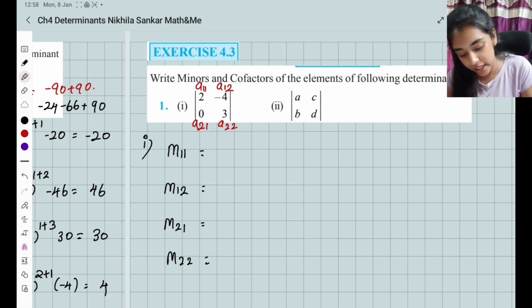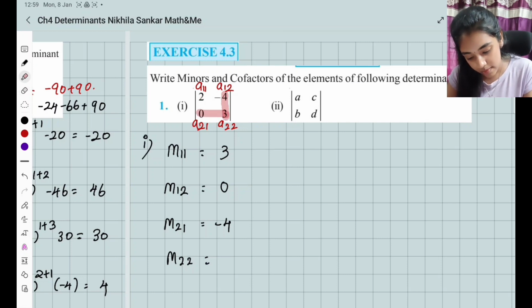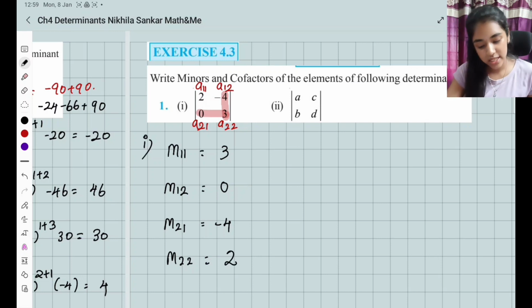So இப்போ M11 என்ன? M11 na we are talking about the element 1. So I have to hide the first column and the first row. Now what is remaining? It is going to be the number 3. இப்போ second element க்கு பார்க்க போறேன். Second element la I am going to hide the first row and the second column. So I will be left with 0. Next, for the next third element, I am going to hide the first column and the second row. So I will be left with minus 4. And for the last element, எதை hide பண்ண போறேன்? Last column and the last row. So I'll be left with 2. So this is going to be the minors.